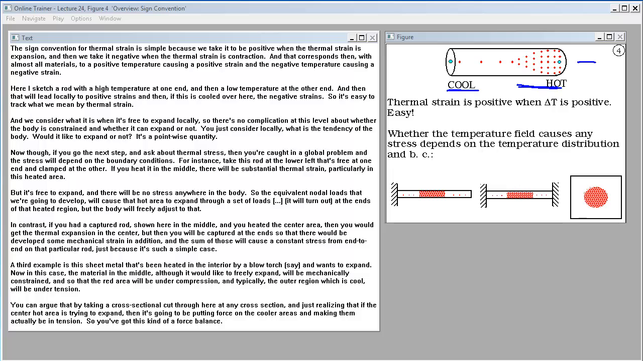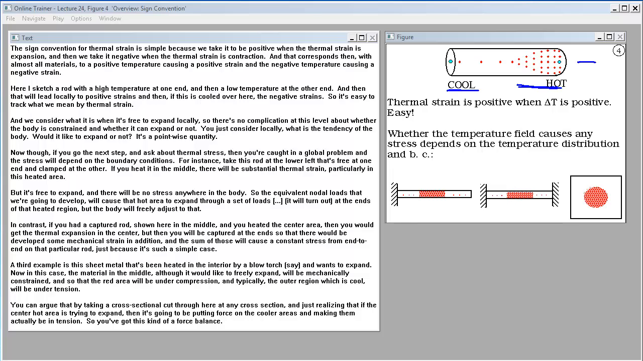And we consider what it is when it's free to expand locally. So there's no complication at this level about whether the body is constrained and whether it can expand or not. You just consider locally what is the tendency of the body. Would it like to expand or not? It's a point-wise quantity. Now, though, if you go the next step and ask about thermal stress, then you're caught in a global problem, and the stress will depend on the boundary conditions.